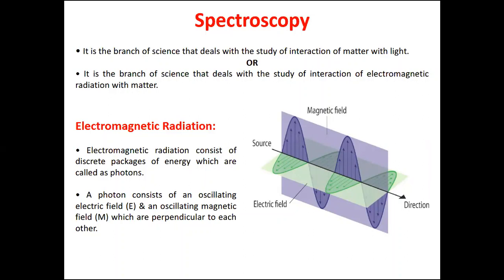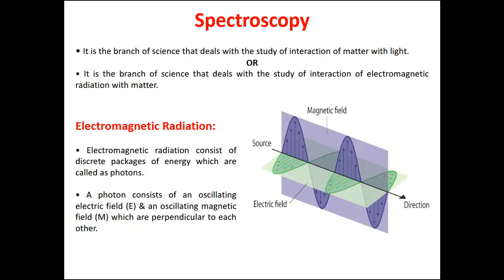In today's video, we are going to discuss the basics of spectroscopy. So what is spectroscopy? It is a branch of science which deals with the study of the interaction of matter with light, that is, the interaction of electromagnetic radiation with matter.